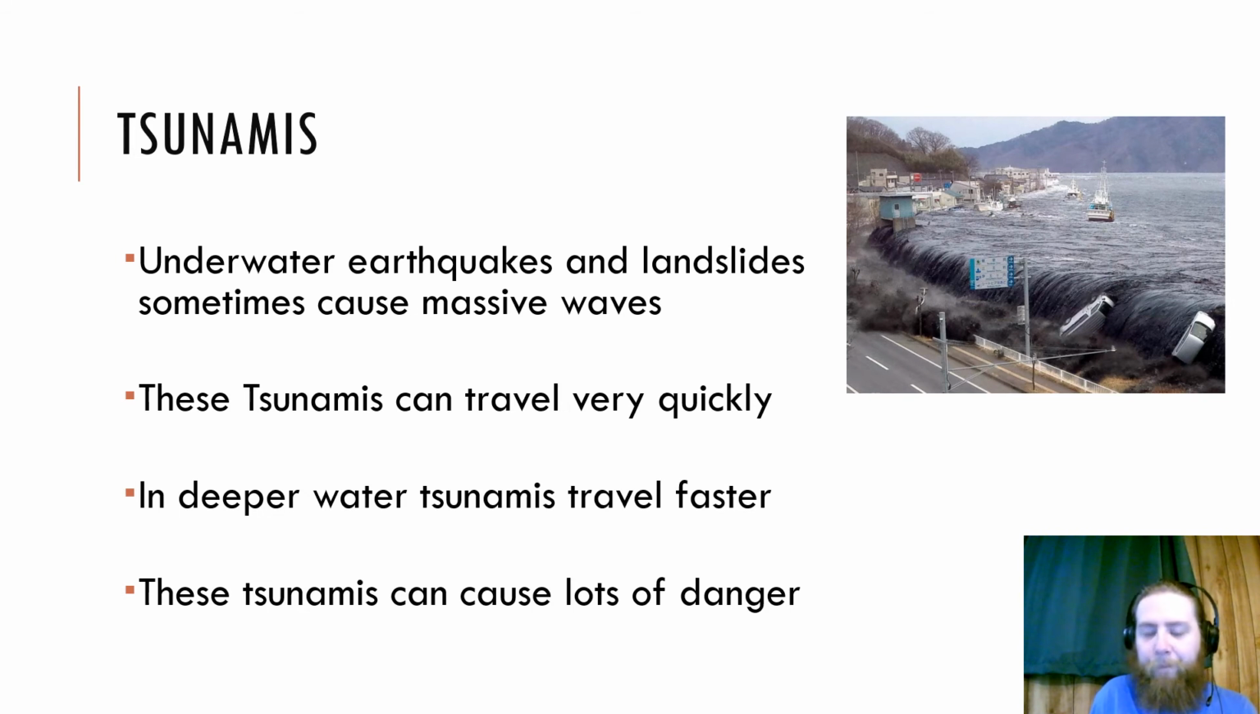Tsunamis are another risk we see in earthquakes. If we have an underwater earthquake or a landslide in the ocean, they cause these massive waves. This is a small tsunami here. It's throwing some cars. These guys travel very quickly. The deeper the water, the faster the tsunamis travel. And then when they get closer to the coast, they get bigger and they get slower. And they can cause a lot of damage. This guy here is causing a lot of damage. And there'll be a lot of insurance claims coming out this day.